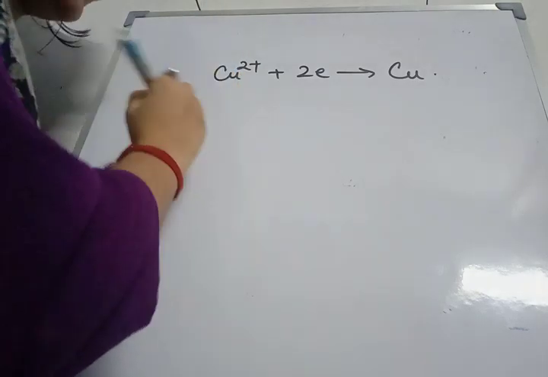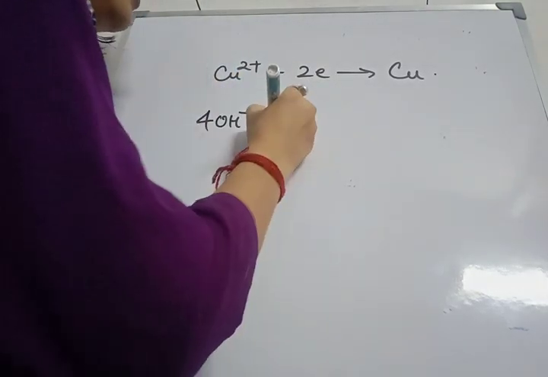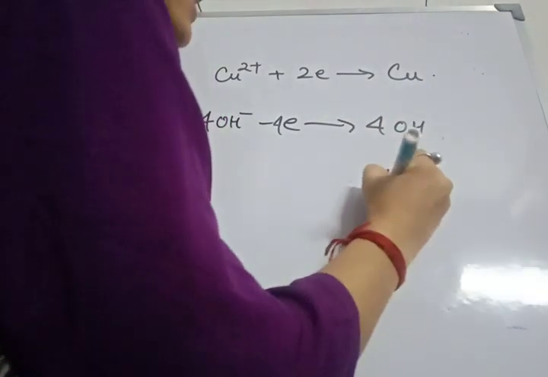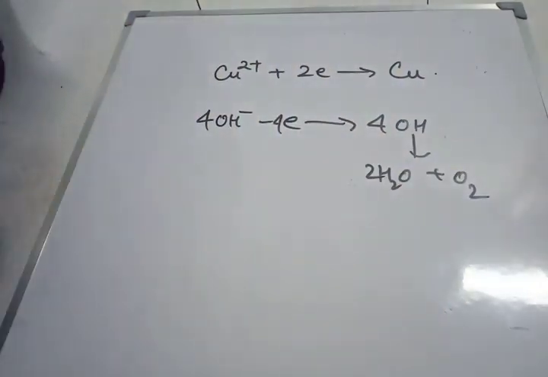Next, at the anode, hydroxide ions get discharged as water and oxygen. That is, we get oxygen gas liberated at the anode, which is a colorless, odorless gas that relights a glowing splinter, right? And next, in this particular reaction, the blue color of the solution fades.